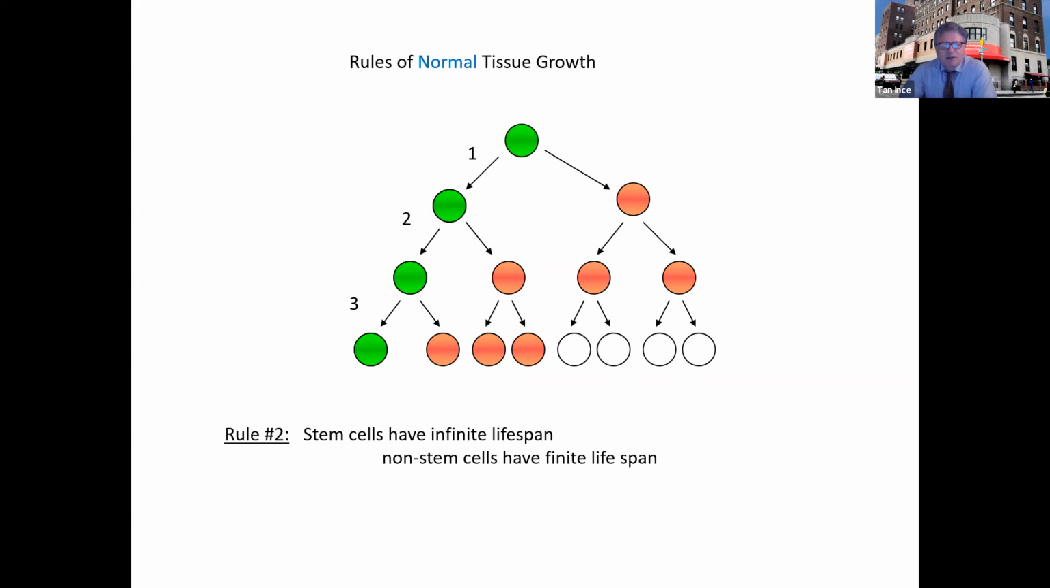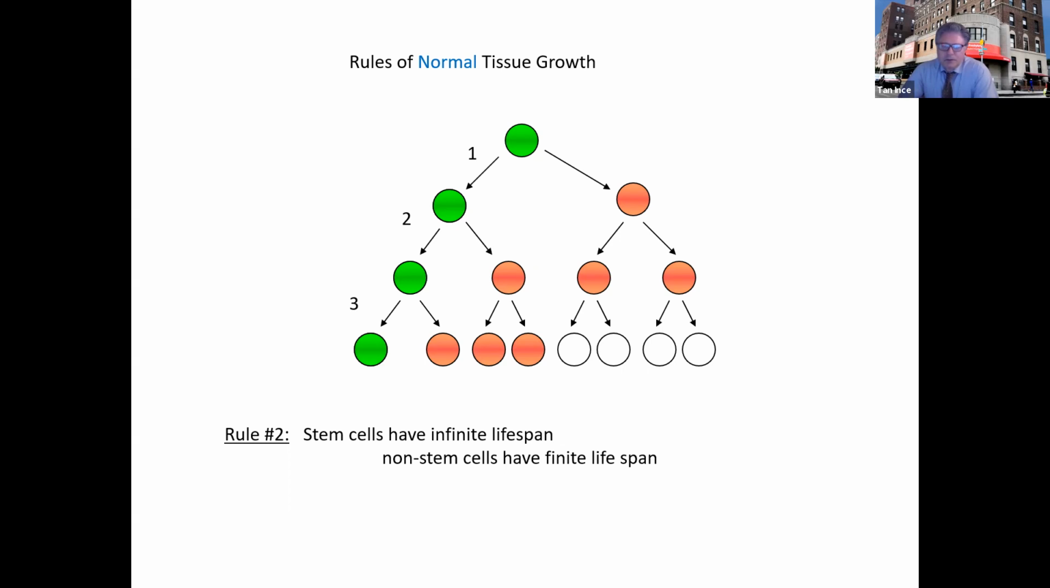So the stem cell gives rise to a stem cell and a non-stem cell in the first division. And then that first generation red cell gives rise to two red cells. And then in the next cell division cycle, they stop. So this assumes that the red cells have one division cycle and the next, and that's it. Their lifespan is 2 cell divisions.